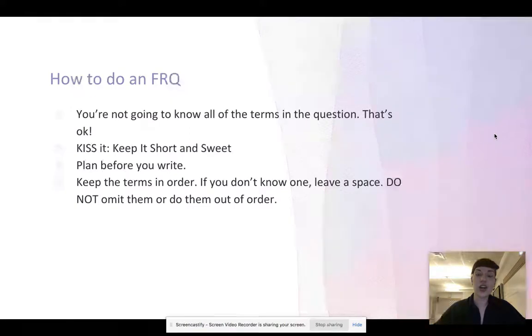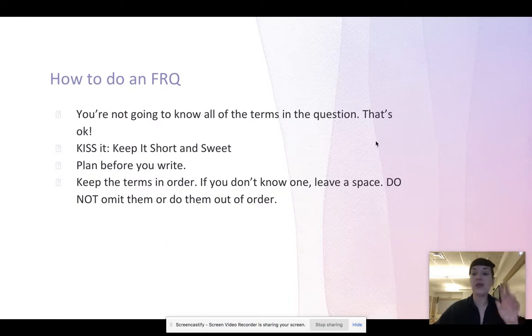It's not going to hurt you as long as you know most of the stuff. The next thing to keep in mind is that you need to keep it short and sweet. This is not one of Mr. Van Owen's essays. Do not give me 15 sentences about one term. 2 maximum. 2. And I'll show you how to do that.